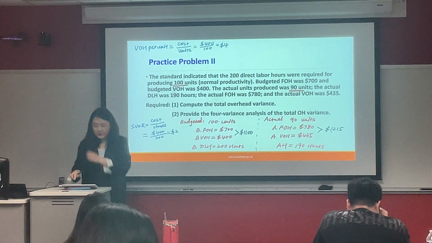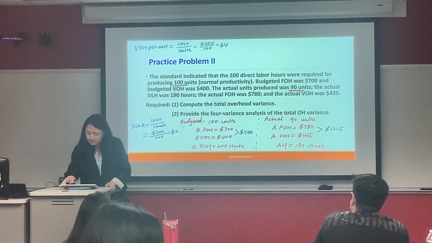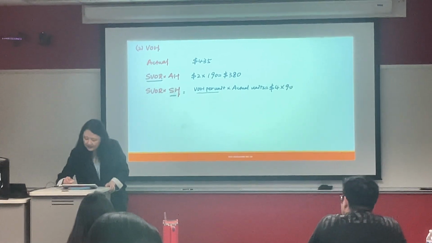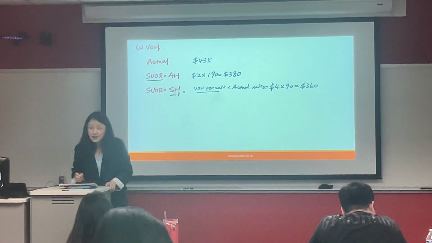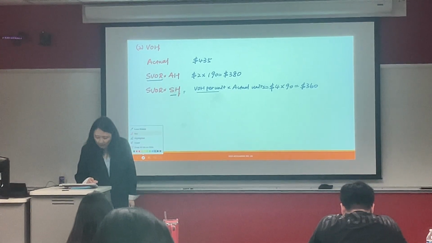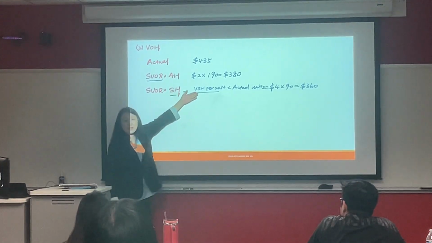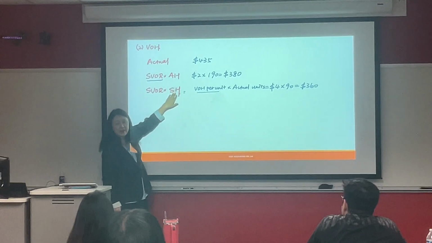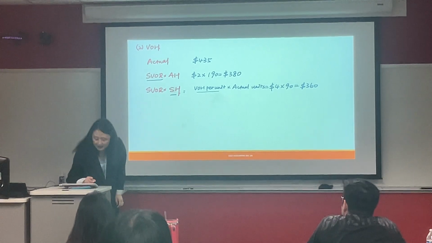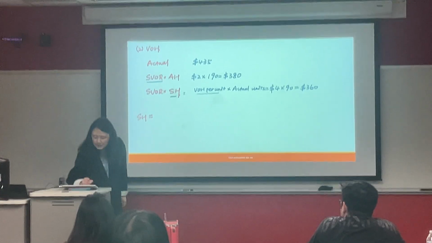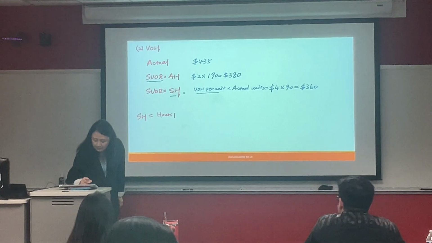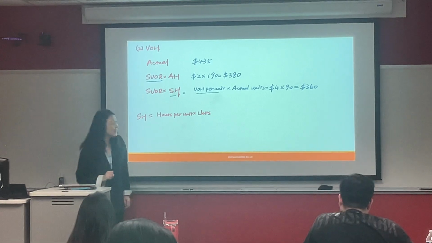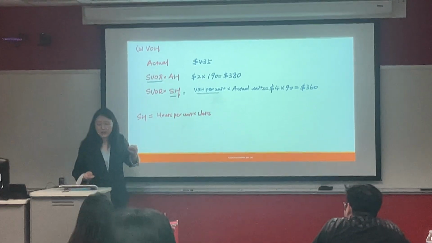Then I'm going to directly use 4 times 90, so then we get 360. Some of you probably say, well, I can't go there because my brain doesn't allow me to. I want to use this. If you want to use SH, then you have to use hours per unit and multiply by the units, actual units. Again, actual units will be included in the calculation.